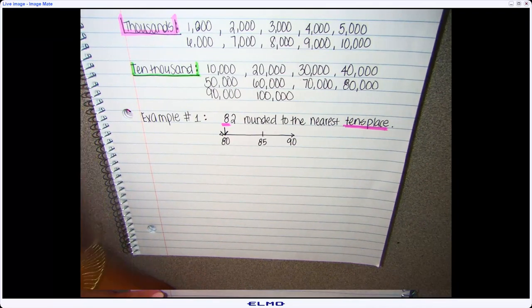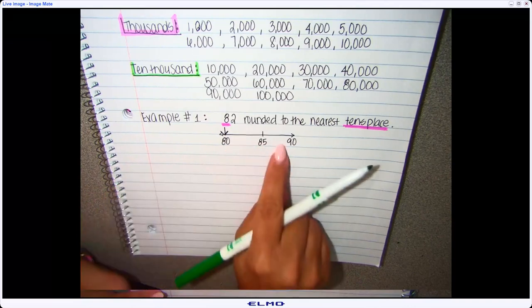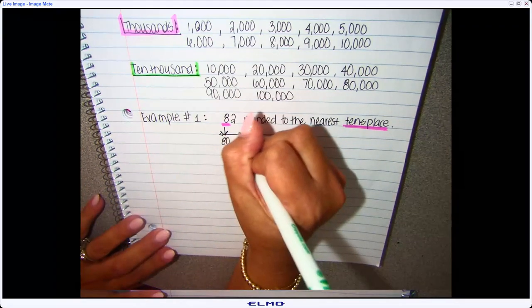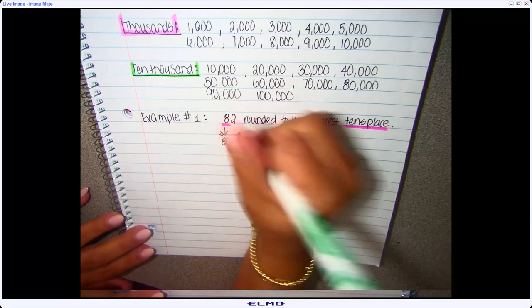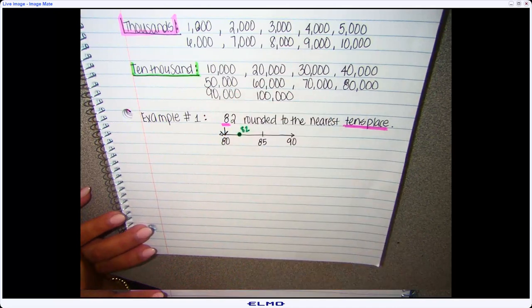Now, I'm going to plug in 82. Would 82 be less than 85 or greater than 85? Less. So, somewhere around there. Maybe not exactly, but that's okay. That would be 82.